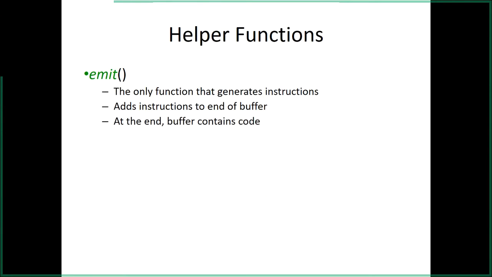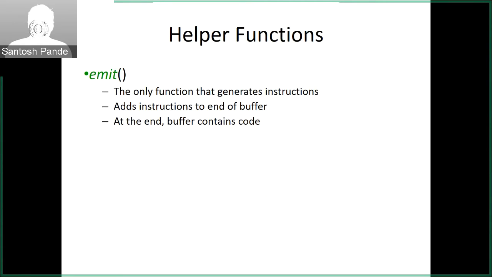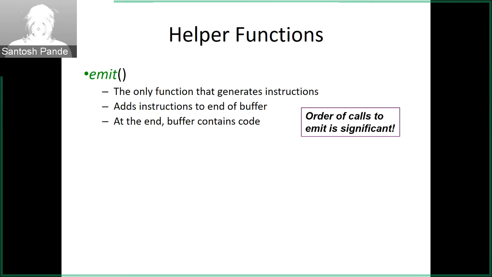Okay, so let's come to the overall organization of the code generator. The big function here is emit, which is the printer, and the order of calls is really important at the right points. This is being called, and it is just generating the instruction, adding it to the buffer, and this buffer is containing the linear code.